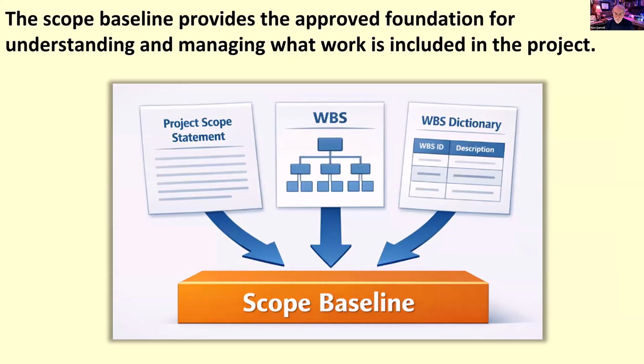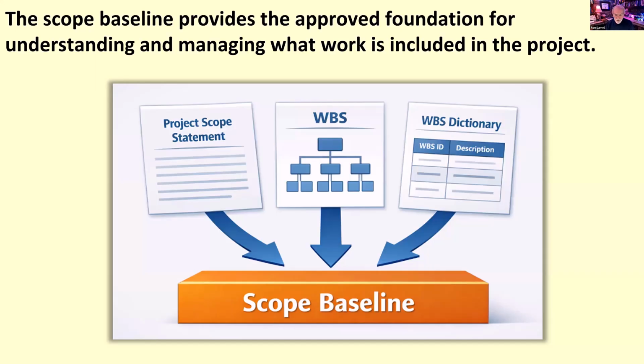The scope baseline, we've talked about that a little bit already, provides the approved foundation for understanding and managing what work is included in the project. It's an important concept. It brings together the core artifacts used to define the approved project scope. The scope baseline consists of, as we've mentioned, the project scope statement, the work breakdown structure, and the work breakdown structure dictionary. Each of these artifacts plays a different role.